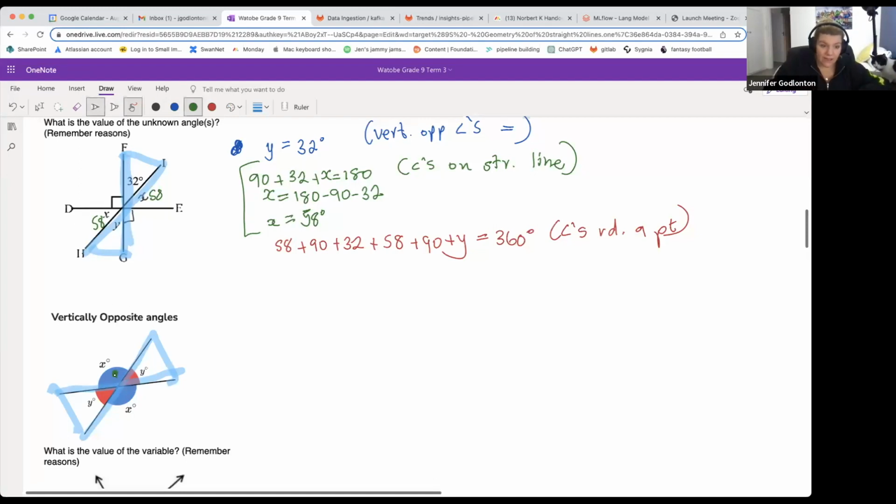So this angle here is the same as this angle here. This angle here is the same as this angle here. So vertically opposite angles just mean that they are the same.